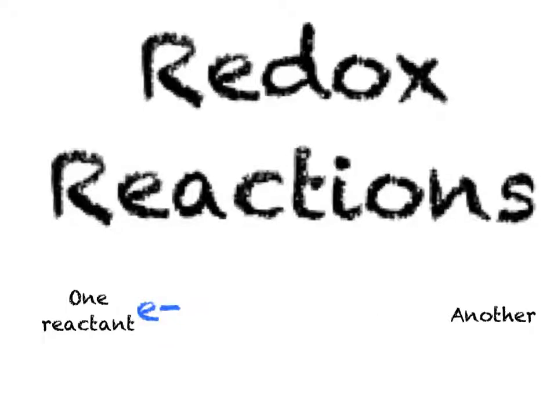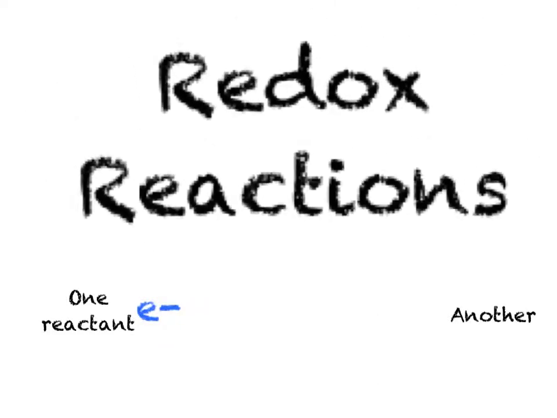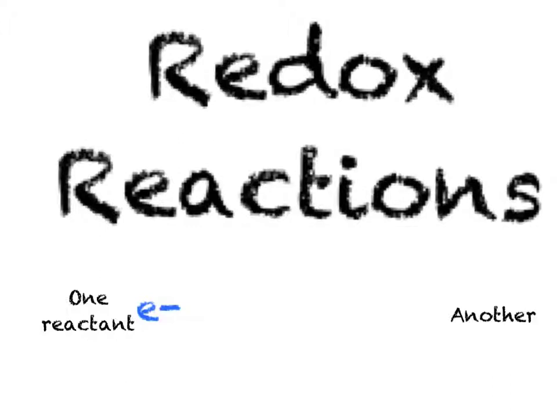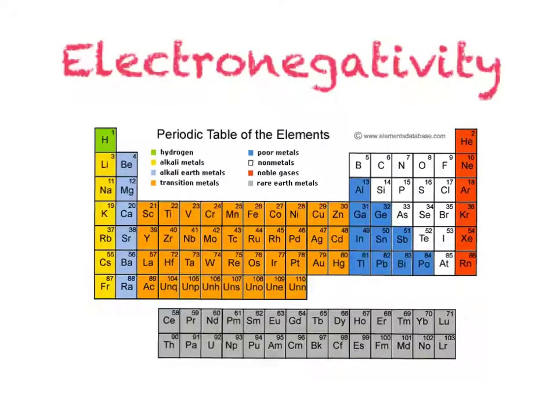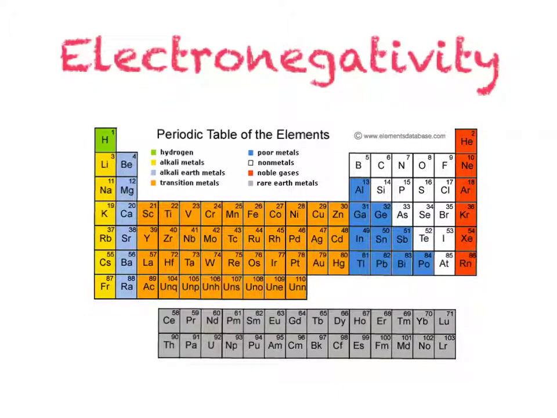The section you're about to embark on is all about redox reactions. Redox reactions are reactions that involve the transfer of electrons from one reactant to another. Each element has an ability to attract electrons. The strength of this attraction can be measured using a scale of electronegativities. We're going to learn more about this later on in the year, so this is just a brief explanation.